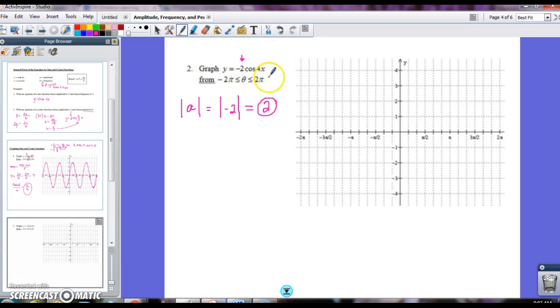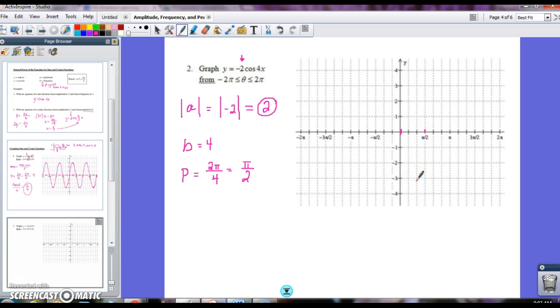Okay, your frequency here is 4. So your period, right? Your period is 2 pi over your frequency. So your period is pi over 2. That means I'm completing one cycle of the cosine graph in pi over 2 radians. So I'm completing the whole cycle from 0 to pi over 2.